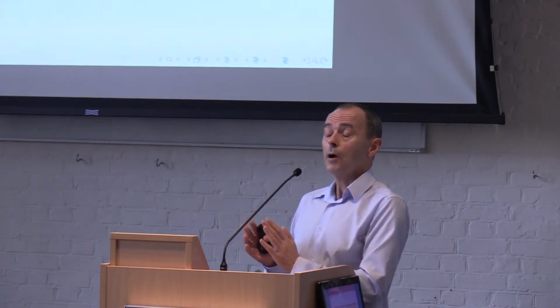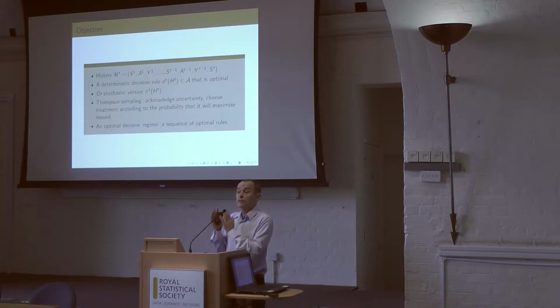A little bit of notation. So H is the history. That's everything that you know when the patient presents at visit T. So you know all the previous states, and you know all the previous actions. You know the current state, but you don't know the current action yet. You haven't decided that. And you know the outcomes in the past.